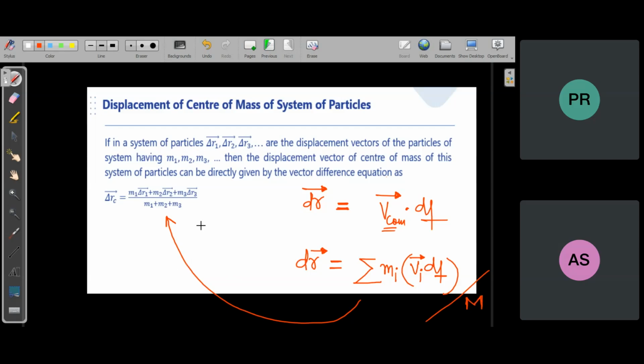Do you have any doubt in this? So now you will remember this formula for the calculation of displacement of center of mass, but you know that it is calculated by this method. Is it clear? It is clear, sir.